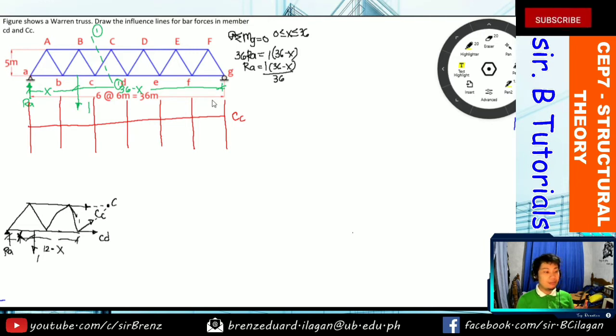Pwede ang gawin mo guys is yung right portion ang i-consider mo. Pero ako kasi, mas prefer ko yung kaliwa, since kaliwete ako.